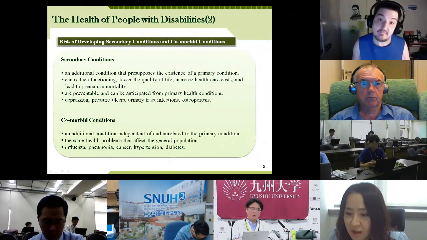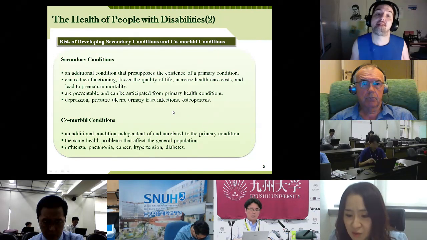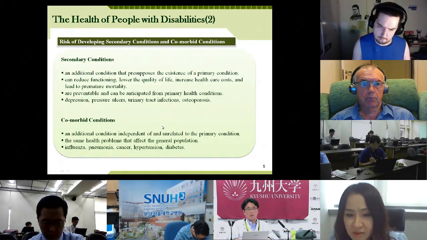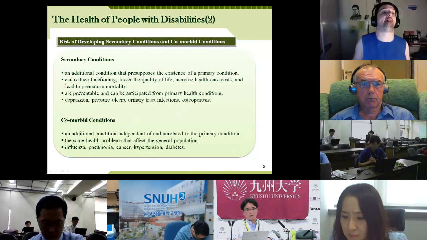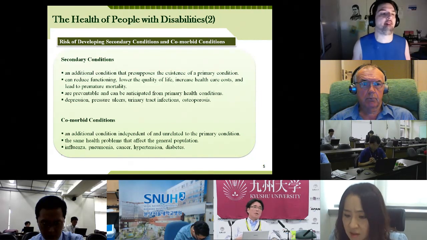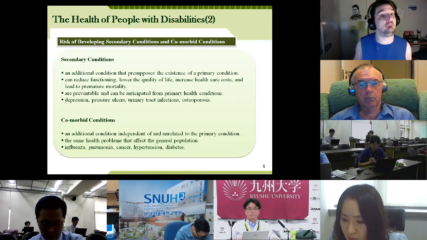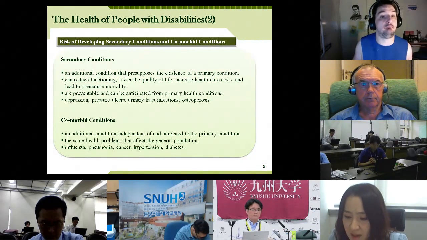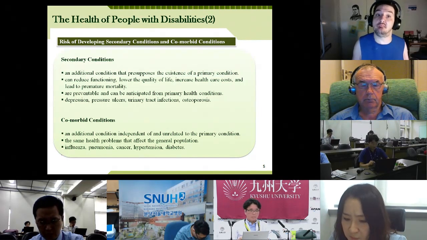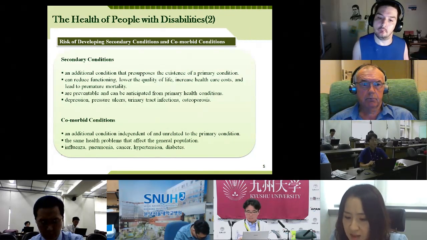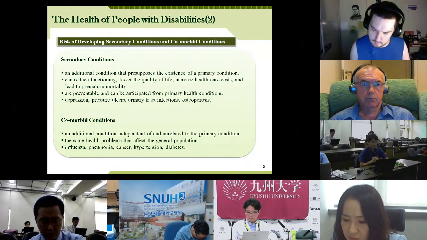And people with disabilities have the risk of developing secondary conditions and comorbid conditions. A secondary condition is an additional condition that presupposes the existence of a primary condition. It can reduce the functioning, lower the quality of life, increase healthcare costs, and lead to premature mortality. But many such conditions are preventable and can be anticipated from primary health conditions. Examples include depression, pressure ulcers, urinary tract infections, and osteoporosis.